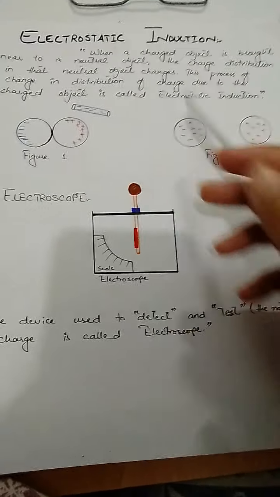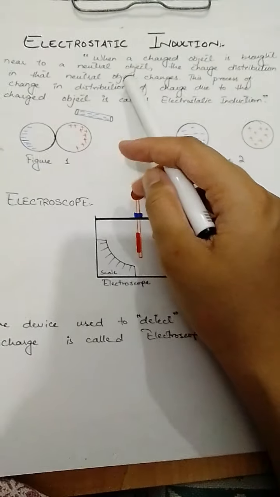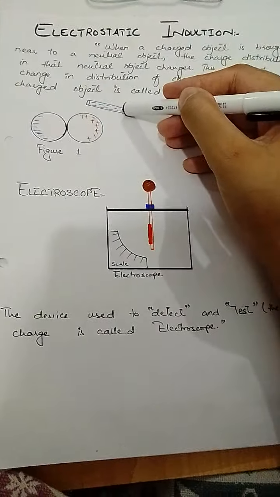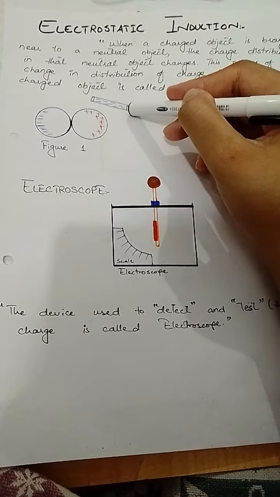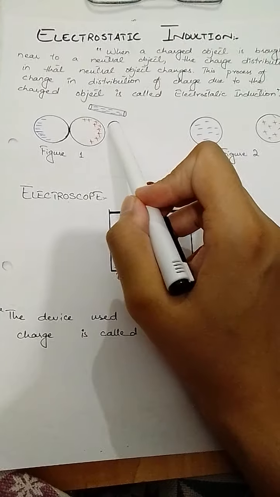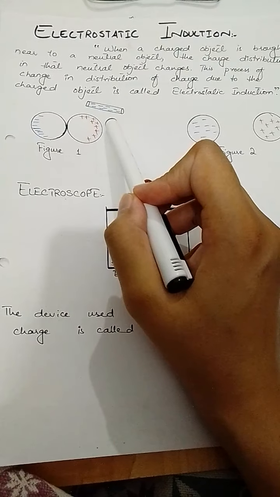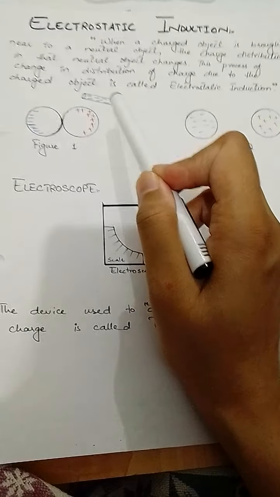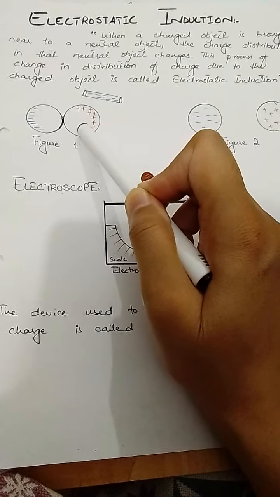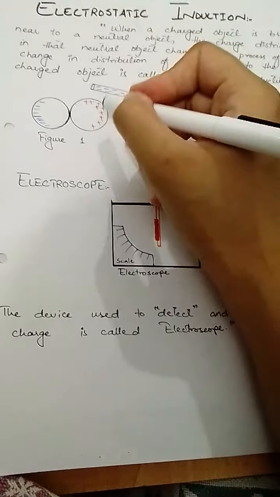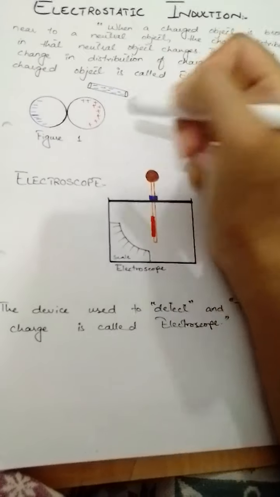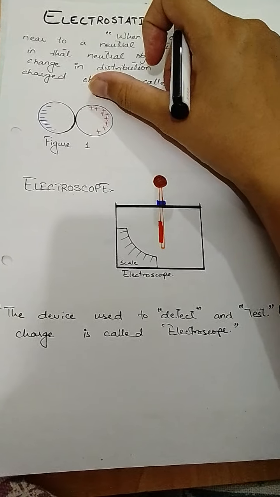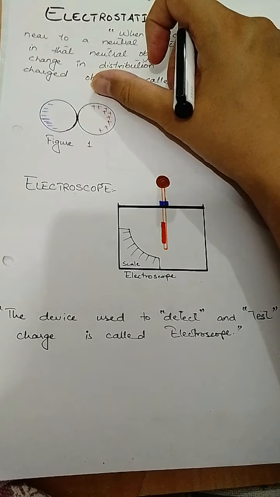So in electrostatic induction, we can again just read it out. When a charged object, in this case the rod, is brought near to a neutral object, not in touch, not in contact, it will disturb the overall distribution of charge. When the rod wasn't there, both balls were in a neutral state.